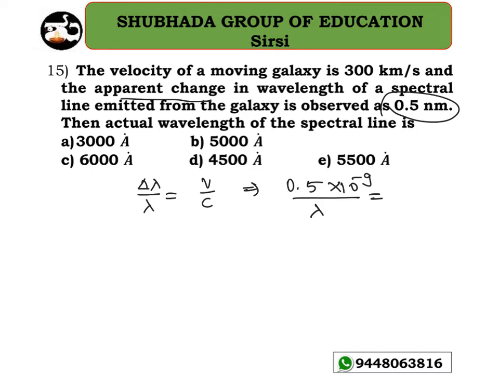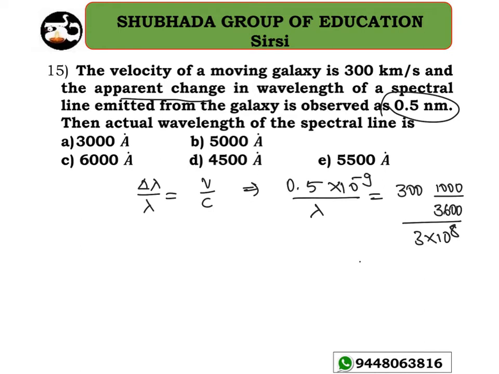Equal to v, which is 300 kilometer per hour. So let me take it as kilometer per hour. Kilometer in the sense 1000 meter, divided by 3600 seconds. So this is equal to v divided by c, with c being 3 into 10 to the power of 8 here. Just try to simplify now. So how much will you get here?